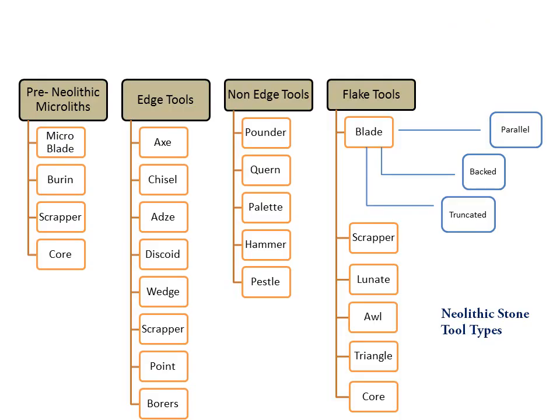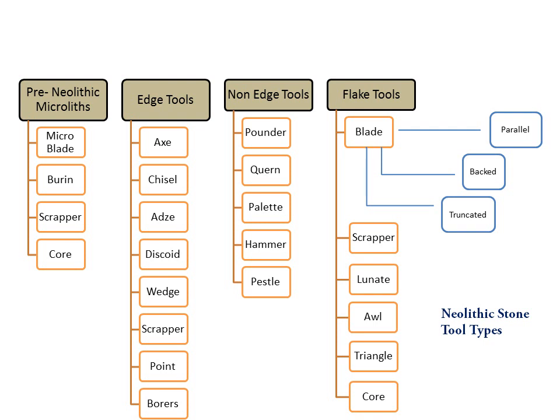So the next stage in the development of prehistoric stone tools occurred during the Neolithic period. Prior to the Neolithic period, at the various Neolithic sites of particularly South India, microliths or microblade technology, burins, and scrapers and cores worked on cryptocrystalline materials started to appear.